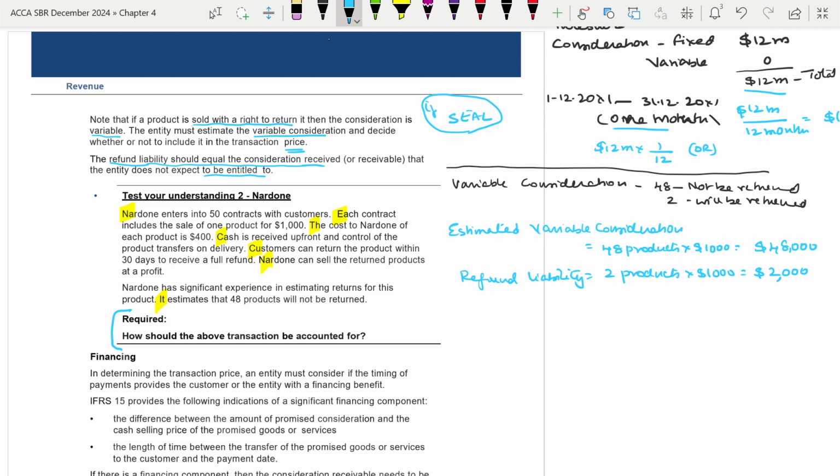Now, what is the cost of the products? They say that the cost of each product is 400. How many products will probably be returned? Two products will be returned. What do we have to do?